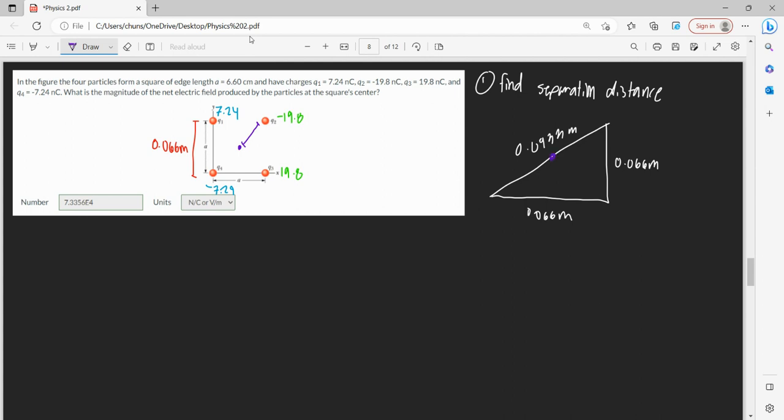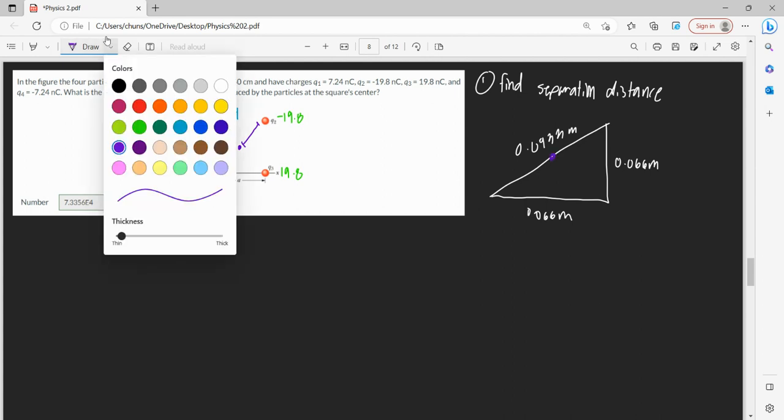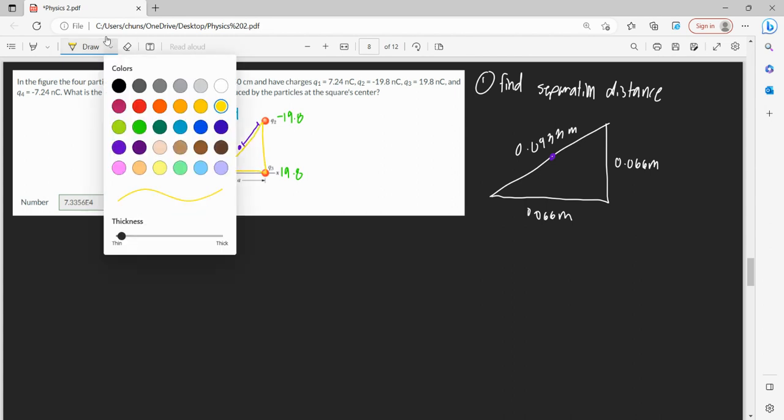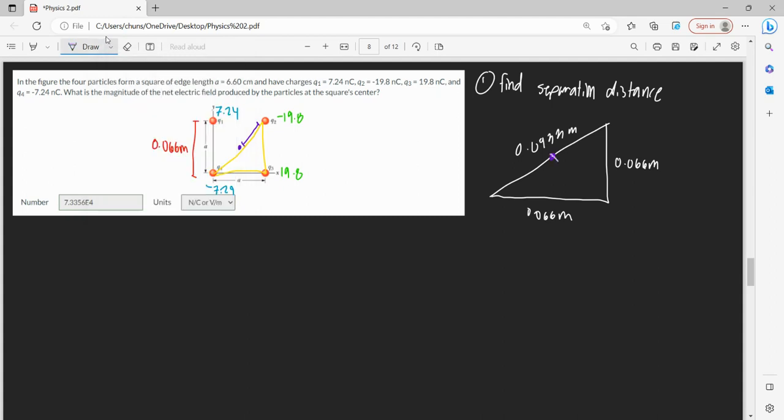All right, but our separation distance is measured from the center, right? So the triangle that I just drew goes like this, right? But we want to find what that little purple length is. So we need to take half of our measured hypotenuse value, and we know that R is equal to 0.04666 meters.